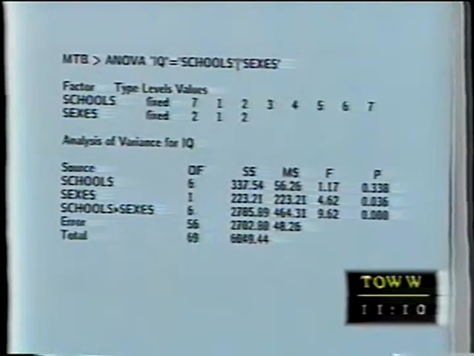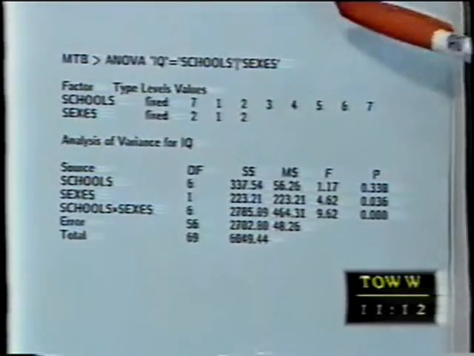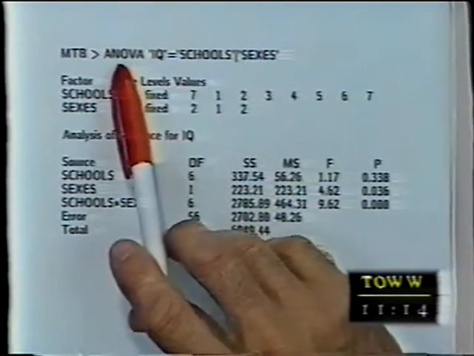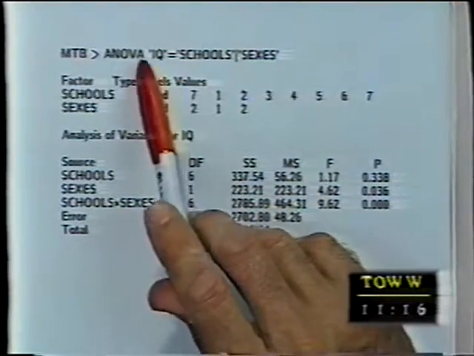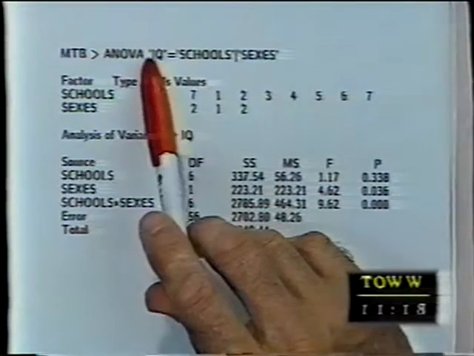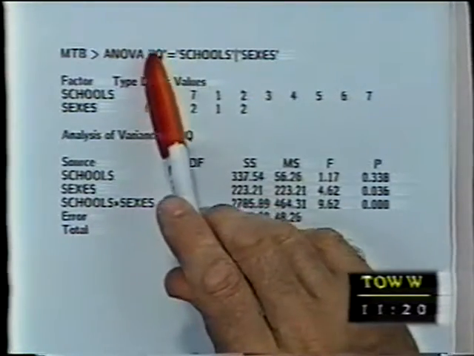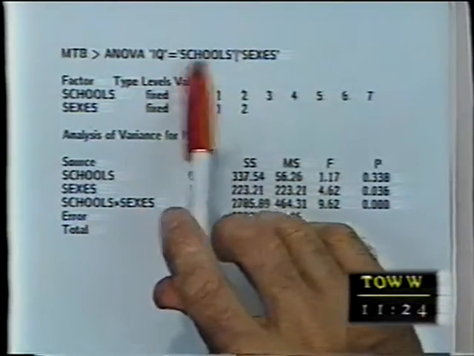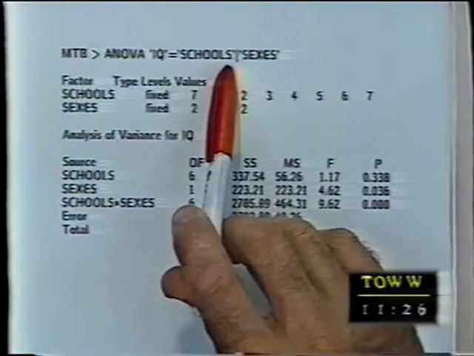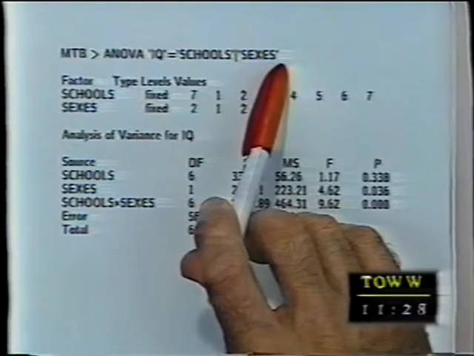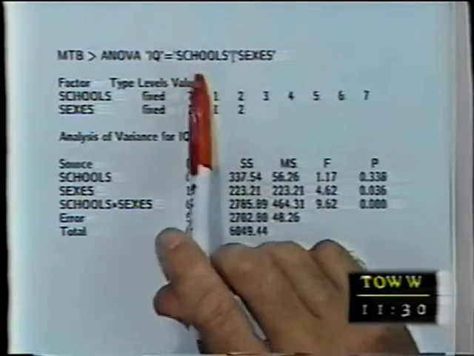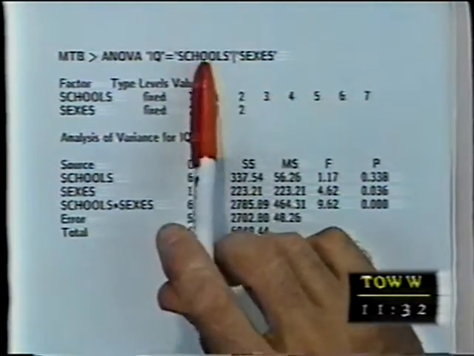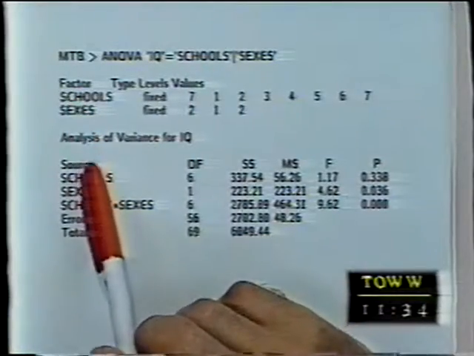Here's the output using Minitab again. Run this and I say ANOVA, and I gave it, instead of a column, I'm calling it IQ, in quotes because it's the name of something. It's really in a column. And I say schools, which is the name of another column, and sex is the name of another column. I haven't shown you the data, but the data will look a lot like the data you saw on the input. And it just lists a bunch of output.